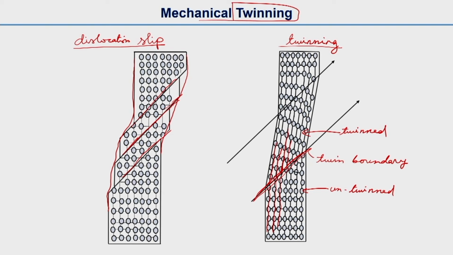As I told you, not all materials will probably undergo twinning. Across the twinning plane, these atoms have some symmetry, reflectional symmetry, that means the mirror image of one side will be the other side of the twin boundary. That is called reflectional symmetry. So, this is one way of plastic deformation, but it is less common than dislocation slip.